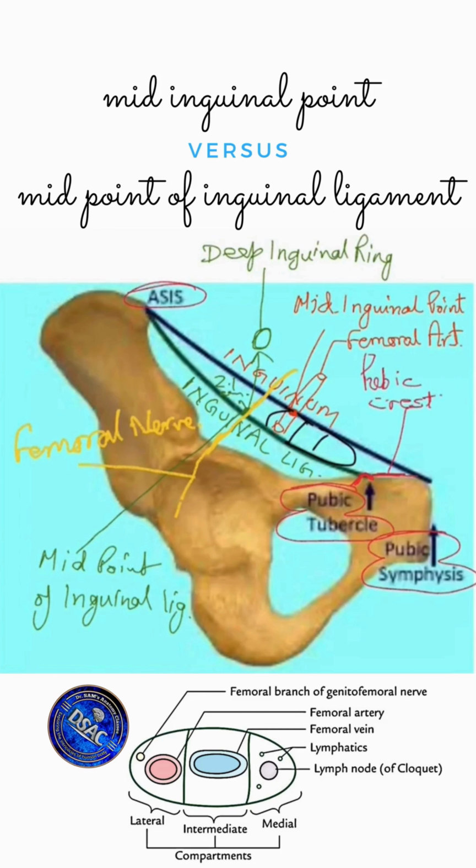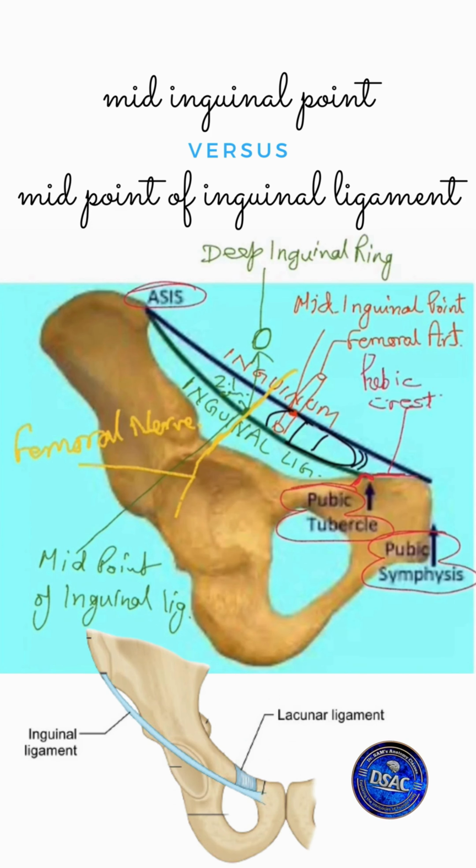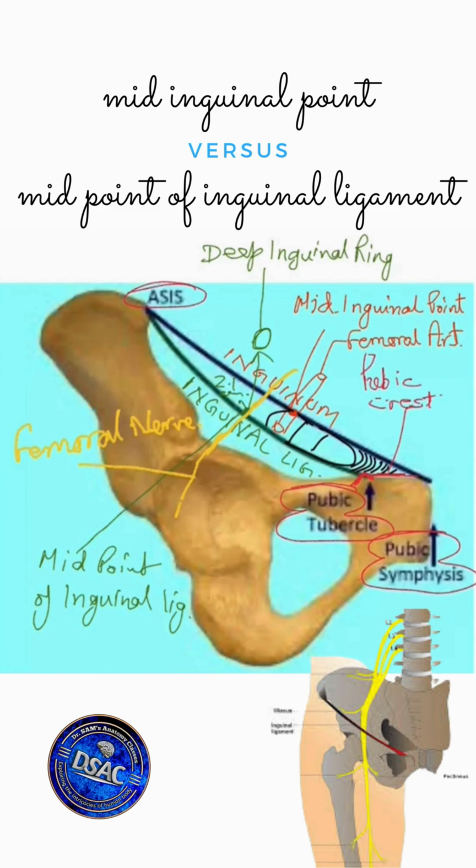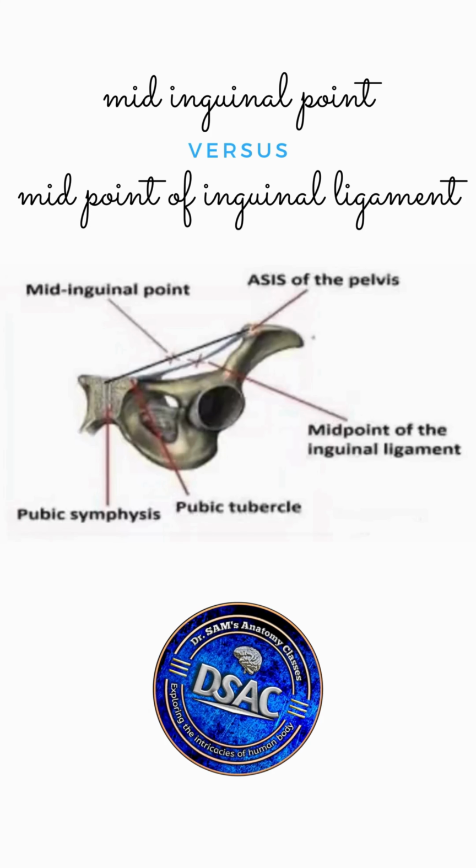The lateral compartment is where the femoral artery passes. The middle one is the femoral vein, and the medial one is called the femoral canal, where you find the lymph node of Cloquet or Rosenmuller. And here there will be a rounded, horizontally placed ligament called the lacunar ligament. The important point here is that the femoral nerve you're seeing is also passing below the midpoint of inguinal ligament. This is another image explaining the same thing.